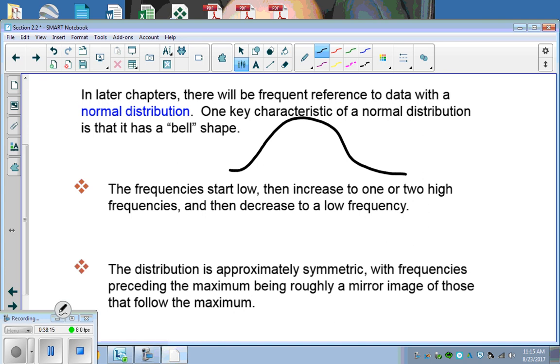In other words, I could put a mirror right here and the sides would fall on each other. It should be pretty symmetrical. Now, are you going to get absolutely perfect ones? Not usually, because we're doing samples, or we may be doing samples of sample means. But you'll be able to see that general shape, just like we did with the dice and the sums. It wasn't perfect, but had we kept on going and going, it would have gotten more perfect with more samples.